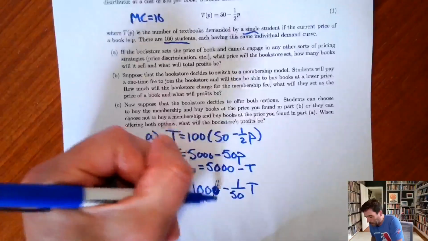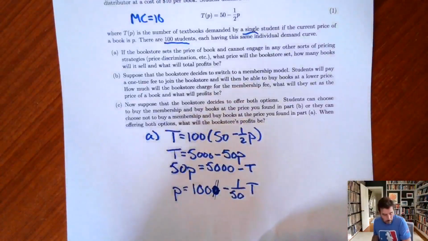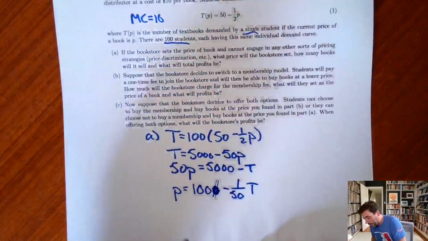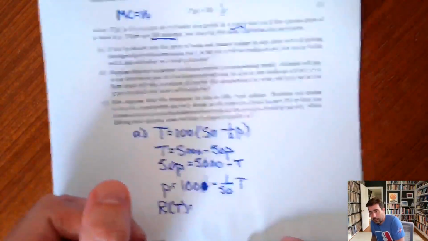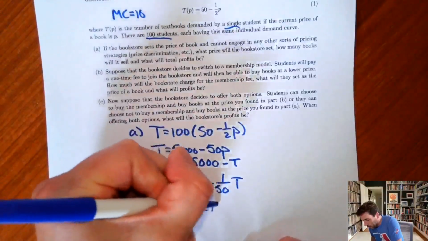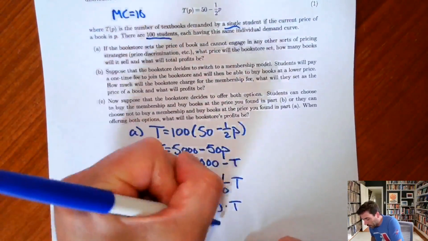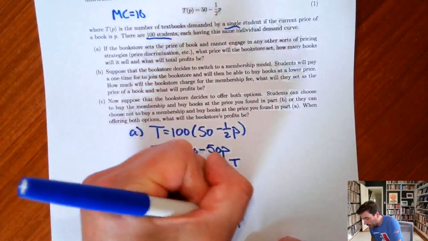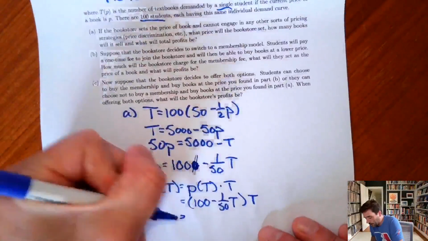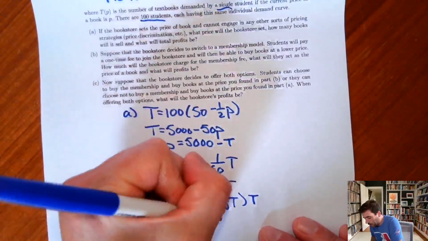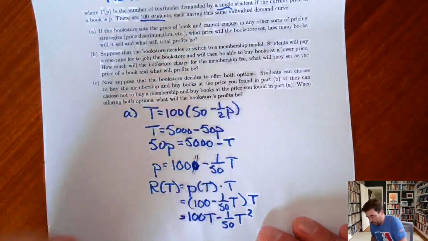That is now my inverse demand function. That's what I can use now to write out revenue as a function of t. It's going to be price as a function of t times t. So that's going to be 100 minus 1 over 50t, all of that times t. So that's going to be 100t minus 1 over 50 times t squared.